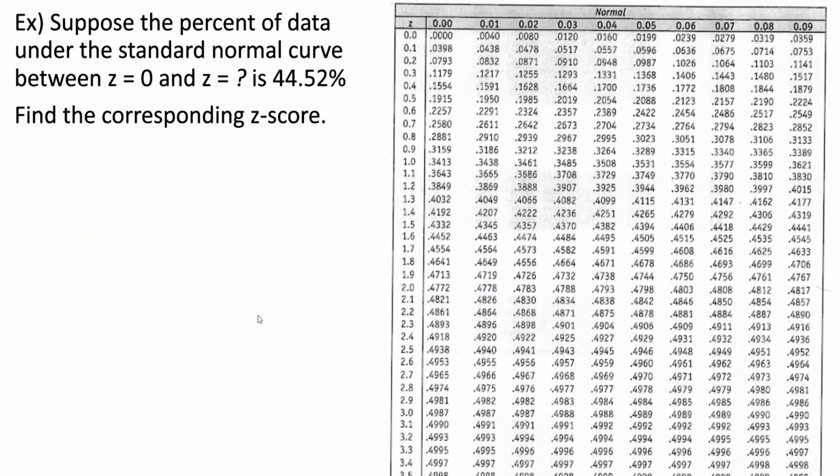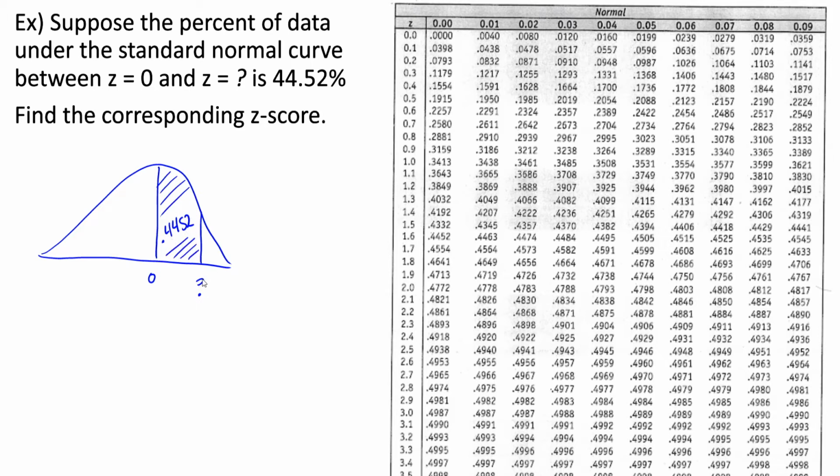Here's another example. Suppose the percent of data under the standard normal curve between z equal to 0 and z equal to question mark, so we don't know what it is, is 0.4452, or 44.52%. We want to find the corresponding z-score. So we have 0, and then we have our unknown value. We know what this piece of area is over here. We need to find the z-score.